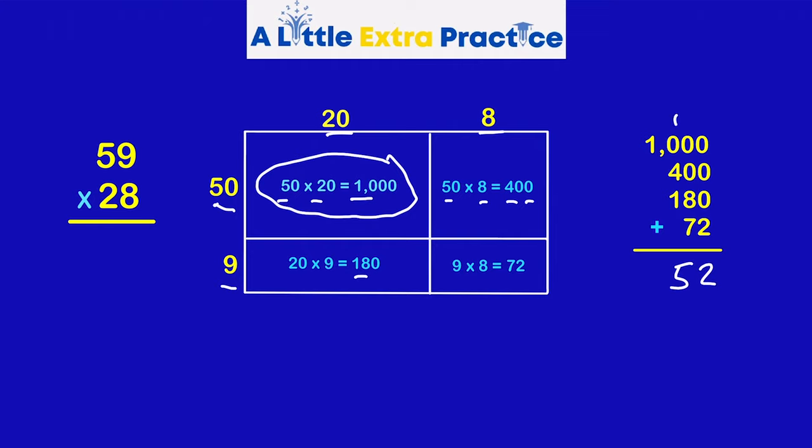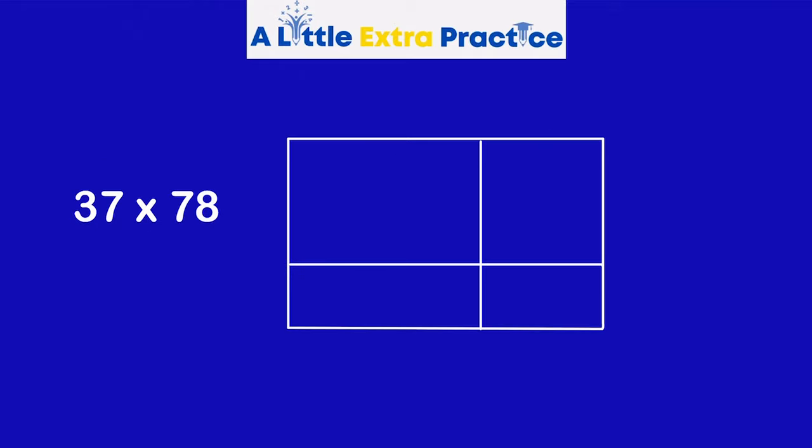Add up the numbers, and I get 1,652. So the product of 59 times 28 is 1,652. Moving on. The next problem is 37 times 78.